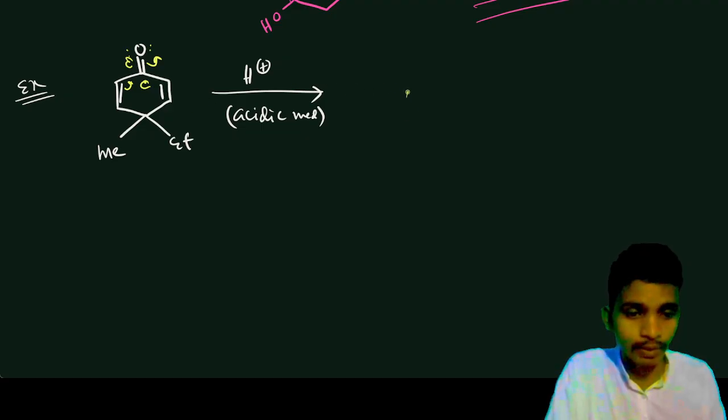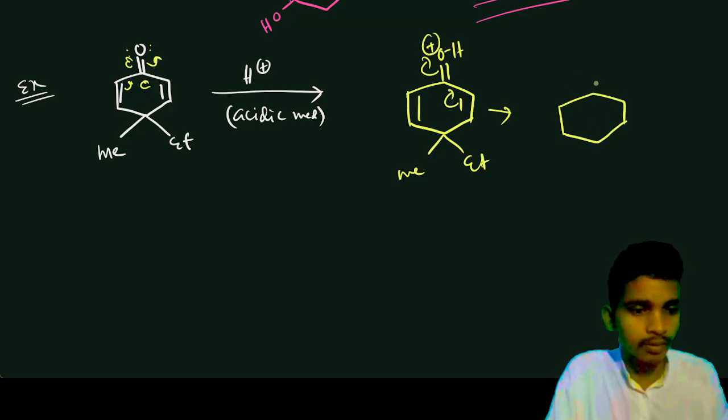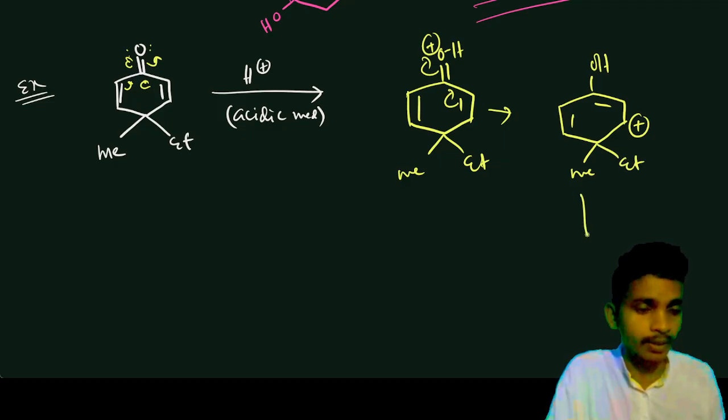Okay, so what to do? Then this is going to be OH. This is going to be the positive charge, and here we have the methyl. Here we have the ethyl. Then what will we do? We shift this, and it is going to be like this. Then that is going to be the OH. Here we have the positive charge. Here we have the methyl, and here we have the ethyl.